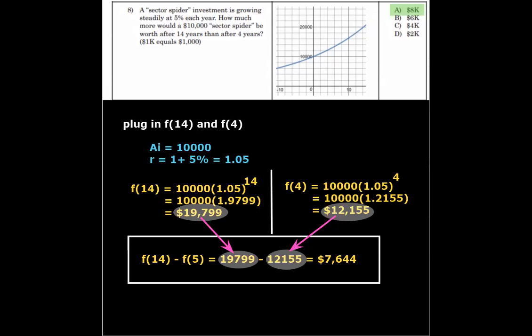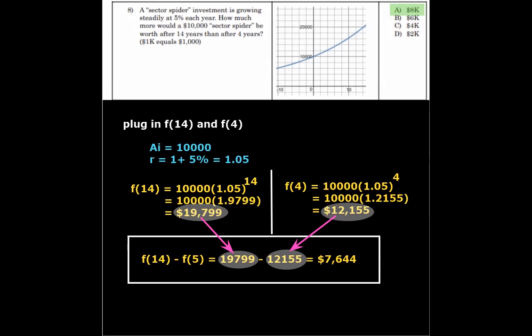Question 8. A sector spider investment is growing steadily at 5% each year. How much more would a $10,000 sector spider be worth after 14 years than after just 4 years? Well, plugging in for those separate values, we have the initial amount is 10,000 invested. The rate is 1.05. F of 14 is 10,000 times 1.05 to the 14.